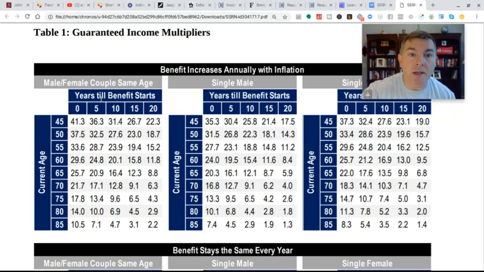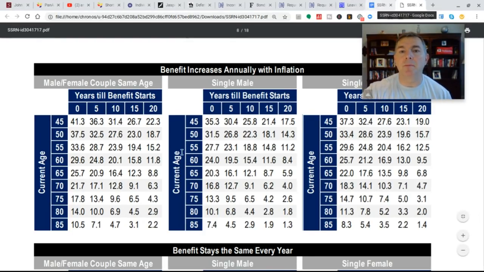So again, if we're starting today, years until benefit starts is zero, because we're 65 and we're starting today. Husband and wife, same age. We're saying we're going to get $50,000 a year from our annuity. That means the net present value is going to be $1.285 million in terms of total wealth that we have. Now, if we're only getting $10,000 a year, we just take $10,000 times 25.7. And that gives us $250,000 as a net present value. So I hope that makes sense.